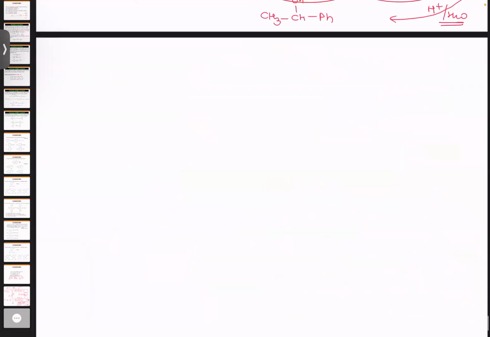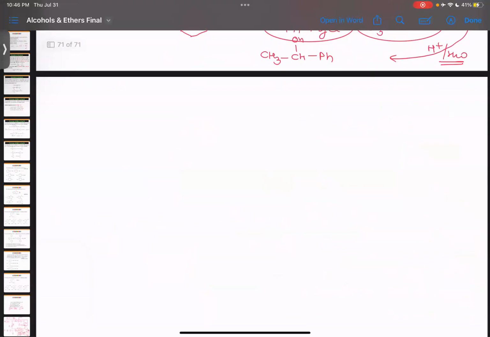Let's move on to another question. What set of reagents are required to convert phenol to chlorobenzene?